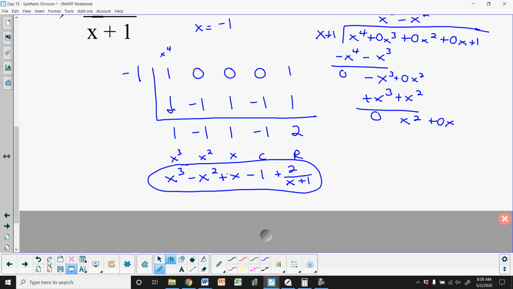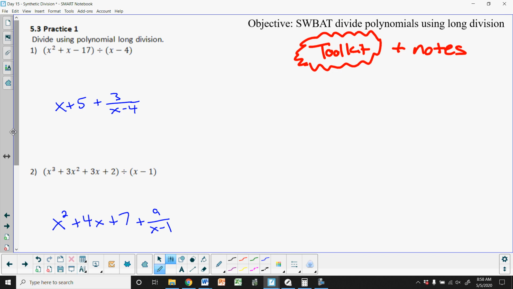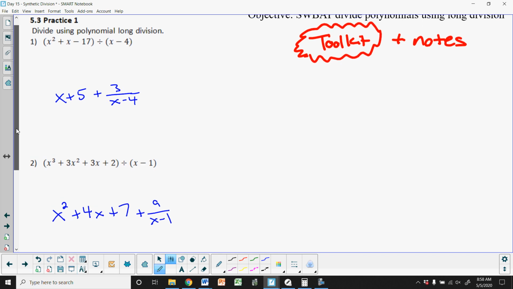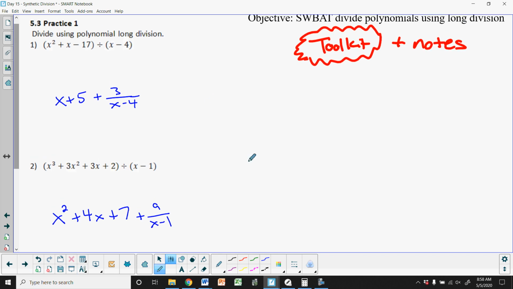So as you're doing well, first we'll look at some corrections to practice one. So notice in this one, we could have done synthetic division. We could have taken x minus 4 equals 0, so x would equal 4. We could do synthetic division with this one, and we can see we'll get the same thing.